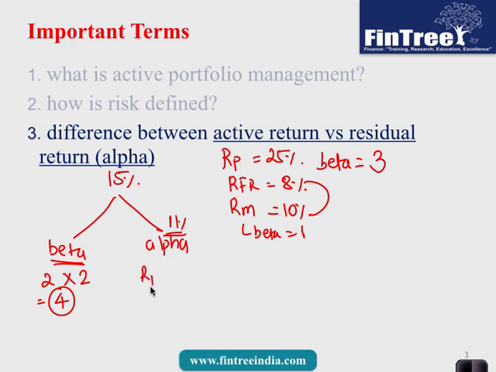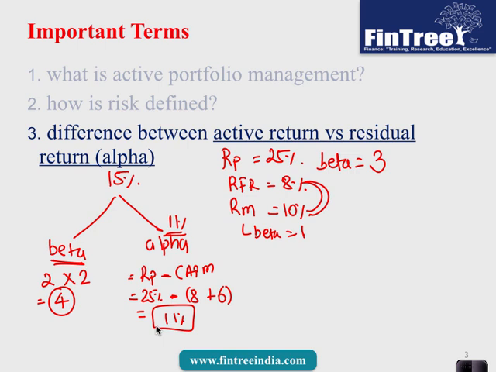We will say return on portfolio minus the returns to be given as per CAPM. So return on portfolio 25% minus risk-free rate of return, which is 8, plus equity risk premium 2 into 3, that's 6. So 25 minus 14, that would again give us 11%. So this is how residual return are to be calculated, which are going to be different than active return.